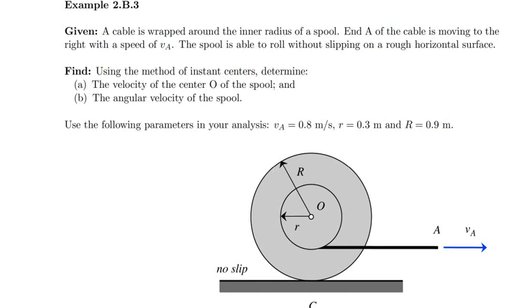Okay, so in this example, we're asked to consider a cable which is wrapped around the inner radius of a spool, and we're told that end A of this cable is moving to the right with a speed of VA. We're also told that the spool is able to roll without slipping on a rough horizontal surface. And given this information, we're asked to determine the velocity of center O of the spool, as well as the angular velocity of the spool.